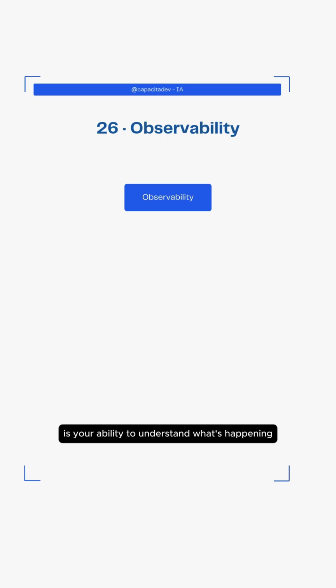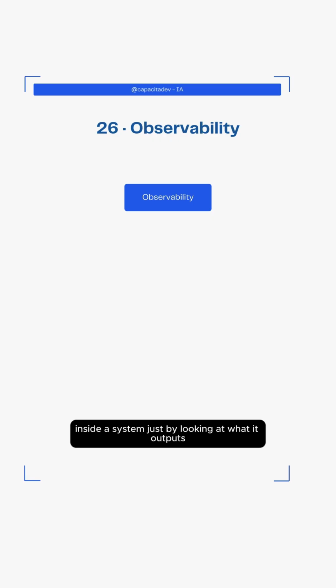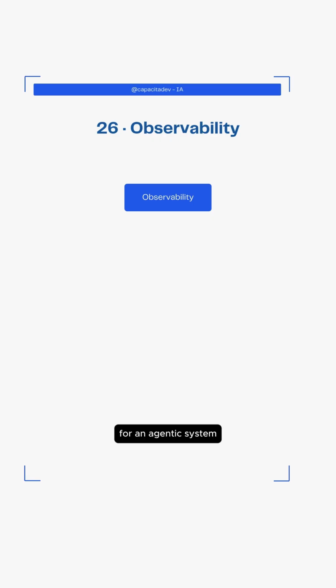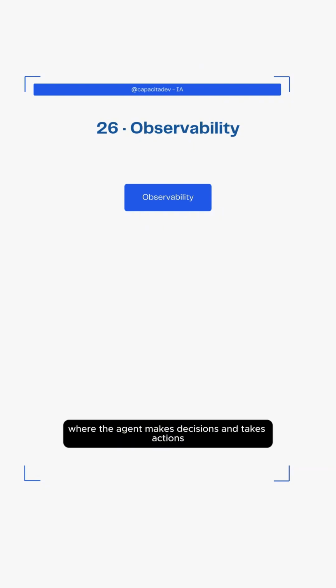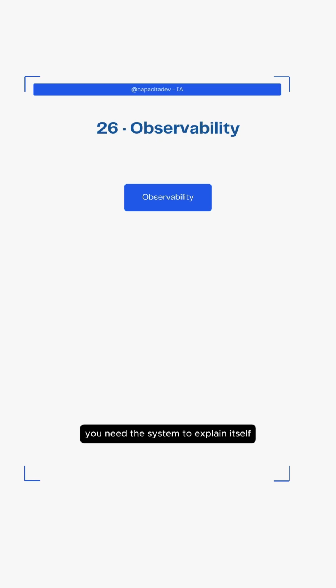Observability is your ability to understand what's happening inside a system just by looking at what it outputs. For an agentic system, where the agent makes decisions and takes actions on its own, you can't manually watch every execution. You need the system to explain itself. Observability is built on 3 pillars. Logs tell you what happened, event by event.